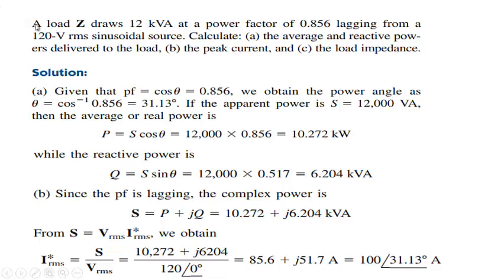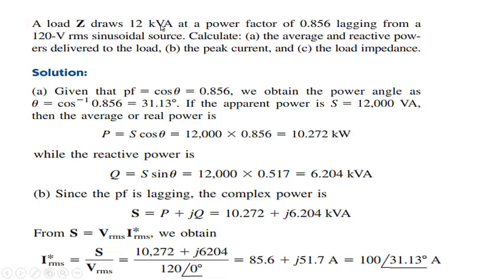In this case, you can see that a load impedance draws 12 kVA at a power factor of 0.856 lagging from a 120 volt RMS sinusoidal source. Calculate the average and the reactive power delivered to this load. Sometimes this average power is known as real power or useful power or simply power. We need to find the peak current and load impedance. So given that power factor is equal to 0.856, the power factor angle is the cos inverse of this. It comes out to be 31.13 degrees.